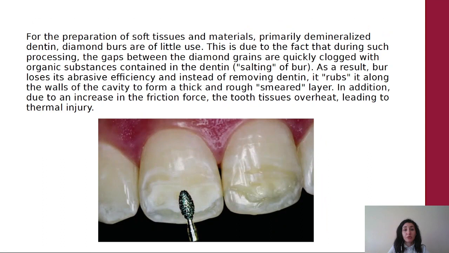For the preparation of soft tissues and materials, primarily demineralized dentin, diamond burrs are of little use. This is due to the fact that during such processing, the gaps between the diamond grains are quickly clogged with organic substances contained in the dentin. As a result, the burr loses its abrasive efficiency, and instead of removing dentin, it wraps it along the walls of the cavity to form a thick and raw smeared layer. In addition, due to an increase in the friction force, the tooth tissues overheat, leading to thermal injury.